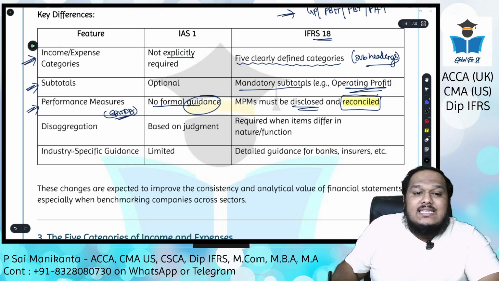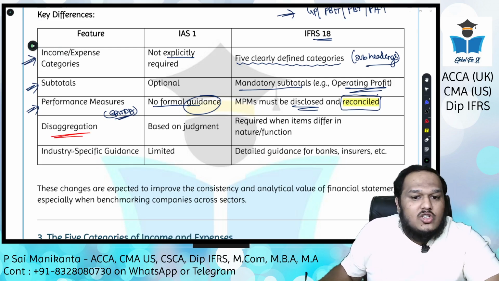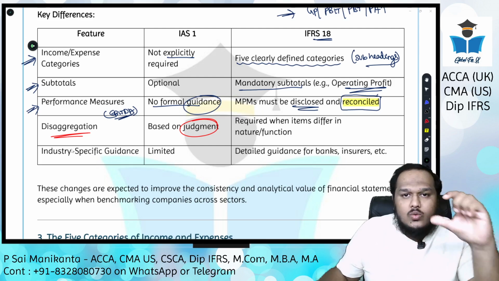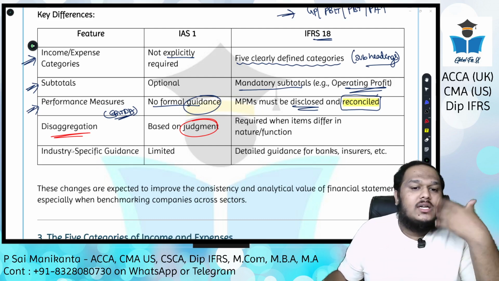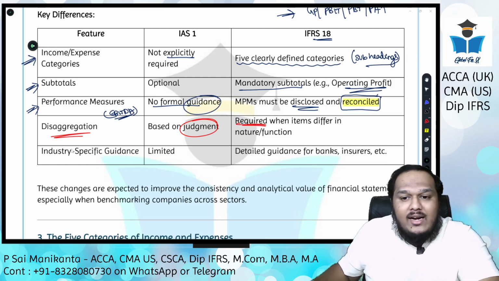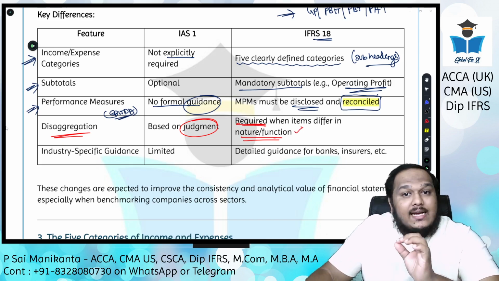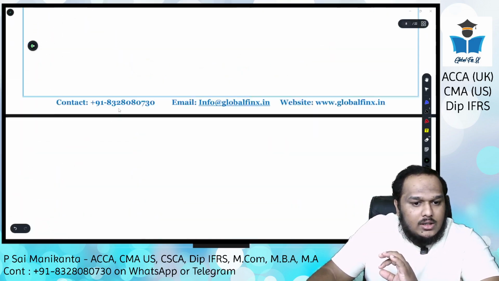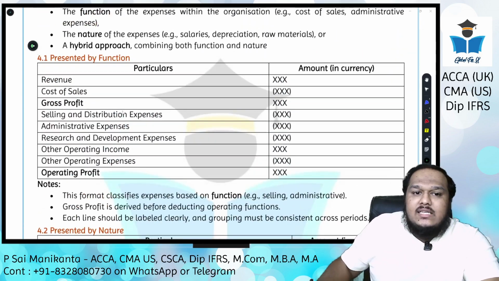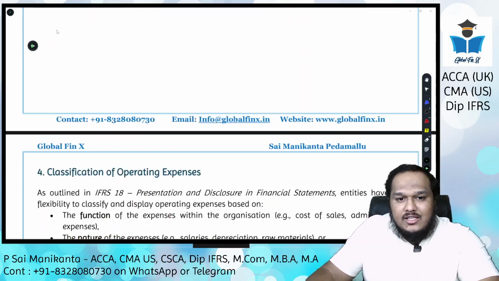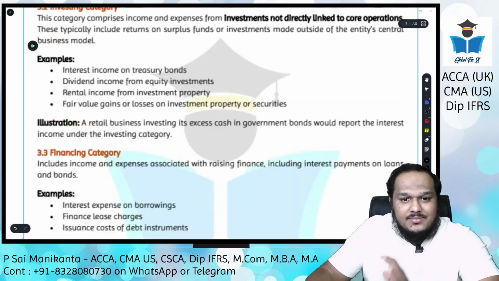Okay. Next one, disaggregation. Earlier it was based on judgment whether you want to aggregate something, clubbing some items and showing them as one item, or show separate items. Earlier it was purely on judgment. Now also it is judgment only, but disaggregation is required when the items differ in nature or function. So what is nature and function? I already explained that. Don't worry, it is there in the material: presentation by function, presentation by nature. I already covered everything in the material, so just wait.